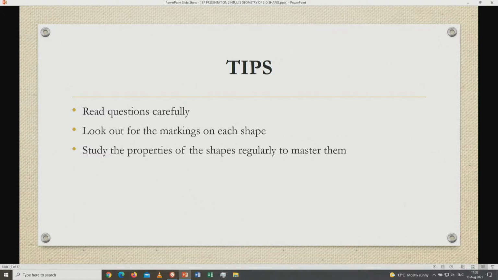You've seen in the activity exercise that we were doing that nothing was given to tell you what the shape is. So we needed to use our knowledge of properties so that we can identify them. And then practice, practice, practice, guys. Without practicing, you'll never grasp it. Give yourself some time and do it.